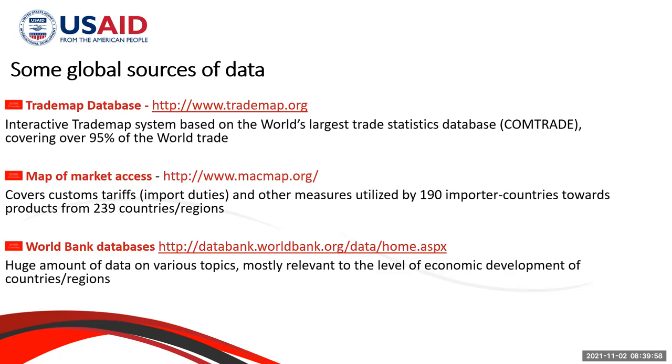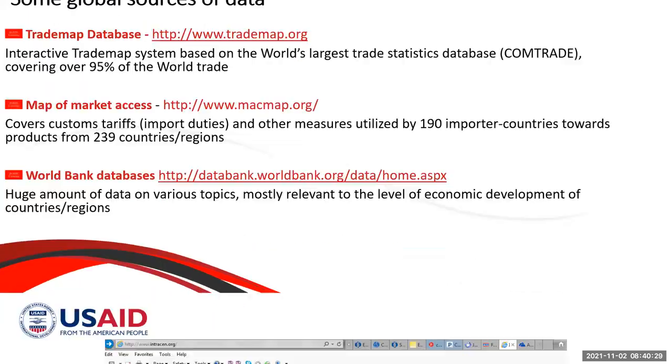And then the World Bank has a huge database as well. The World Bank's database tends to be more 30,000 foot, whereas MAC Map of market access is very specific, and in TradeMap you can identify quarterly what the sales are and a lot of historic information. So all good resources. I can't emphasize enough the importance of doing the research.